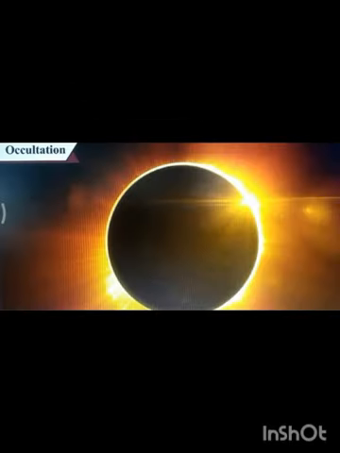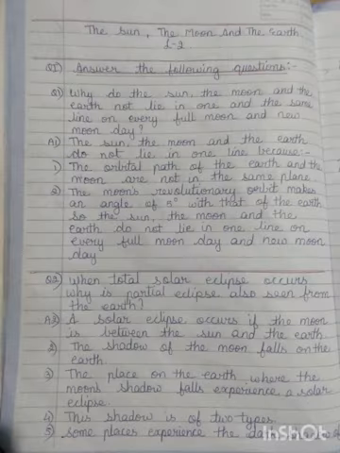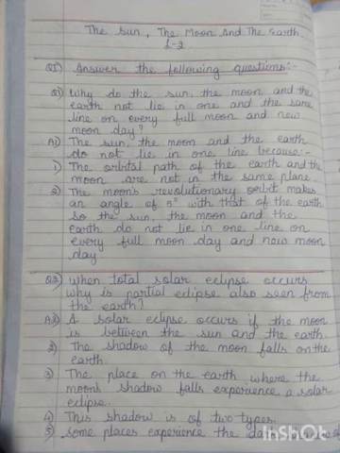Now coming to the next point, occultation. Occultation occurs when a star or a planet hides behind the moon. Transit. Transit occurs when an inner planet like Mercury or Venus comes in between the earth and the sun. Now let us proceed with the question answers.